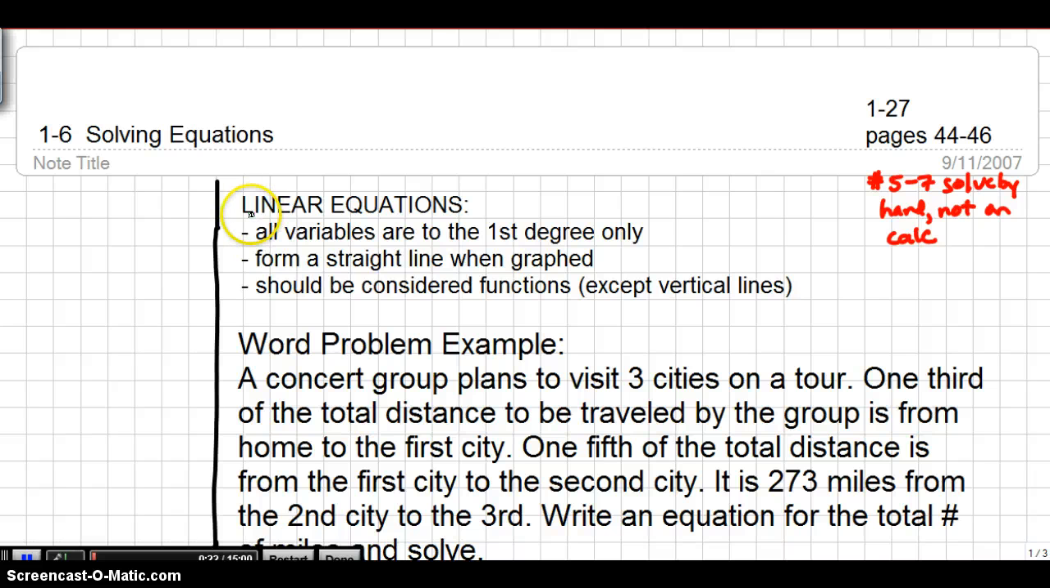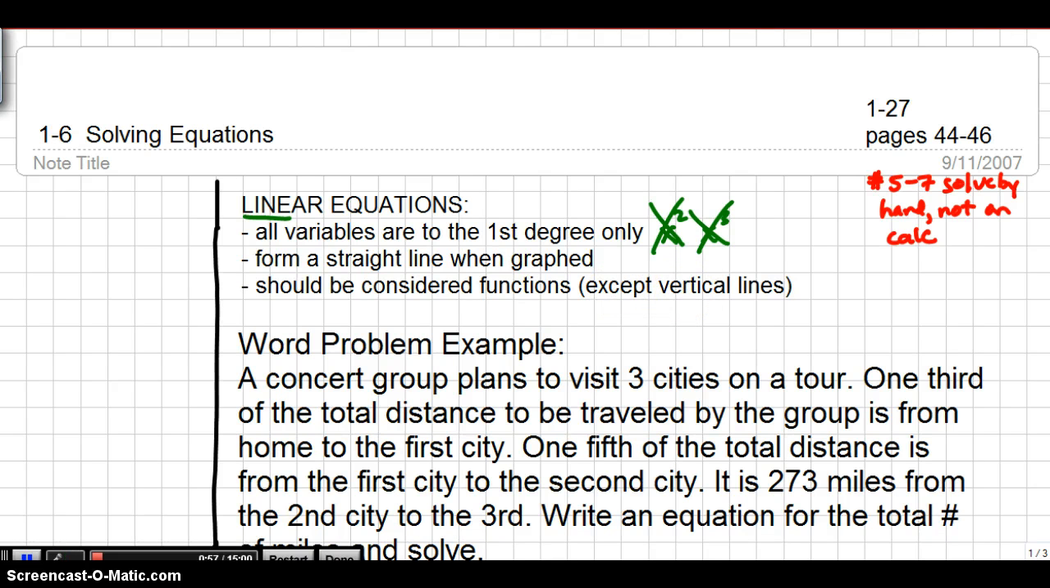Know that this year we are going to be focusing on lots of different types of equations that we're going to be solving, and the first type we're going to focus on is the linear. Linear equations form a straight line when graphed, and you can always tell because the word linear starts with the word line, L-I-N-E. All the variables in a linear equation are to the first degree only. So students will not see x squared, x to the third or fourth, and so on. We're not going to be working with any types of powers. All linear equations should be considered functions, except vertical lines.